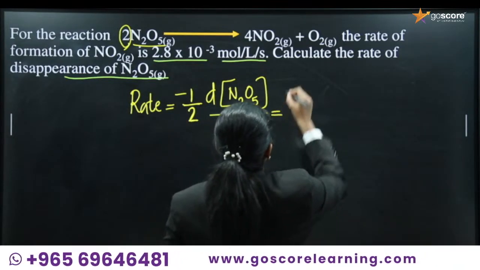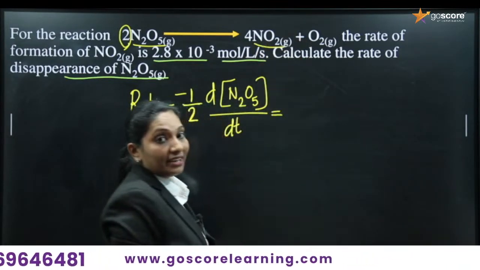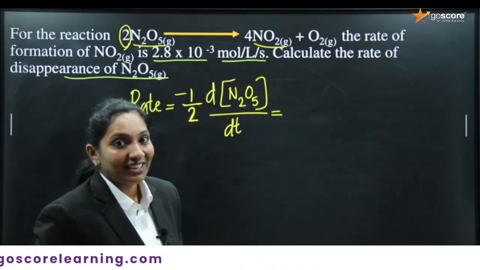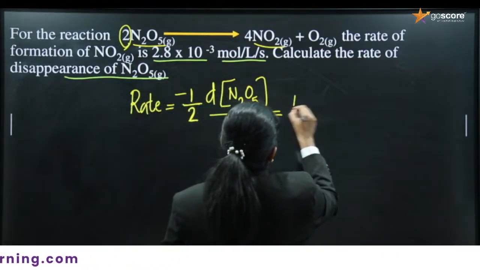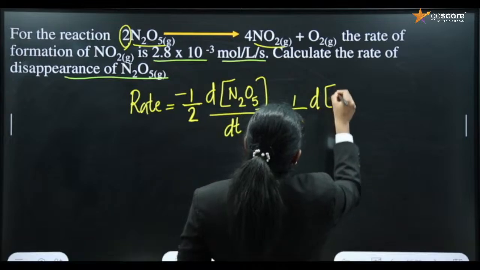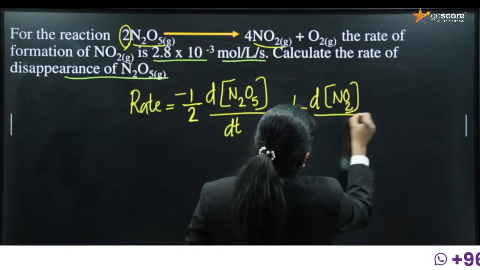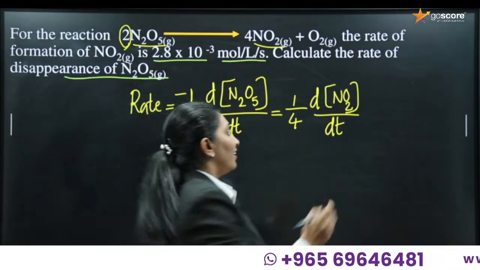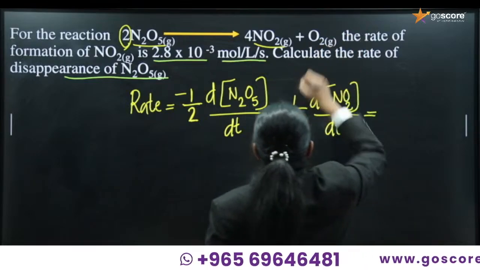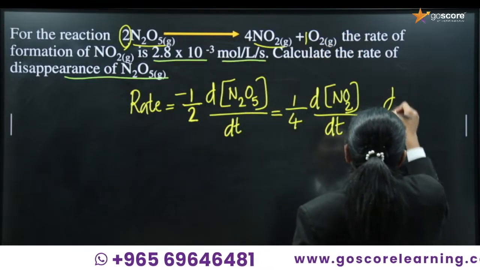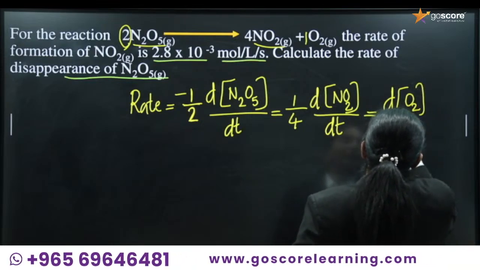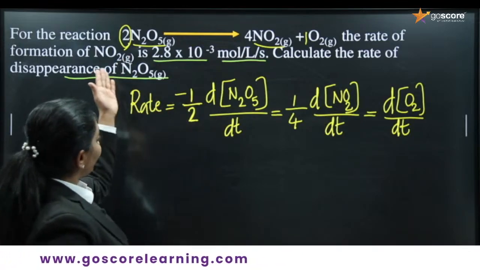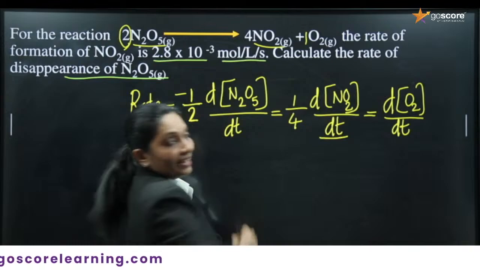Or we can write it in terms of product. So for product, how it will be? For the product nitrogen dioxide, there is the stoichiometric coefficient 4. So how we will write the rate of the equation? It will be 1 by 4 d NO2 by dt, right? So in terms of oxygen, how we can write? There is no stoichiometric coefficient, it is 1. So it can be written as dO2 by dt.